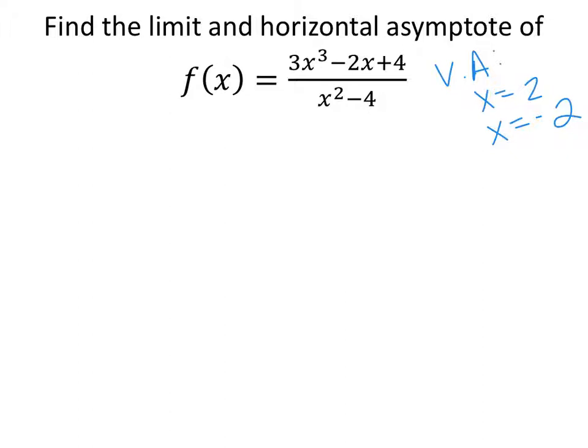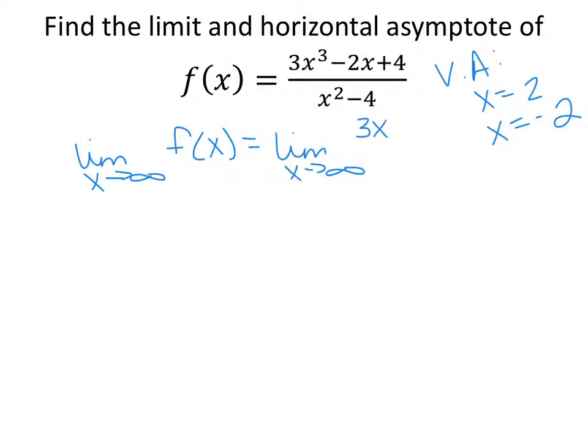So now I want to find this limit. To find the limit, I'm going to first look at x approaching infinity of f of x. And in order to do that, again, I need to divide everything so it's in that format, a number over x to a power. So this is going to equal the limit as x approaches infinity of 3x cubed over x squared, which would turn into 3x. I'm not writing it all out, but I'm saying it. Negative 2x divided by x squared would be negative 2 divided by x. And then we'd have plus 4 over x squared. My denominator is going to be 1 minus 4 over x squared.